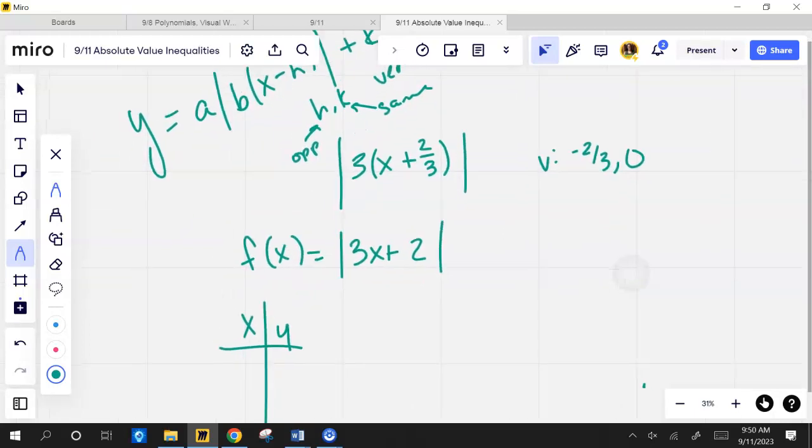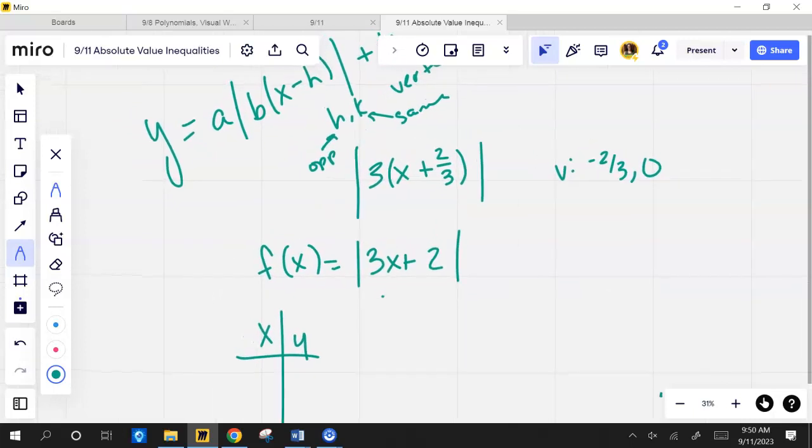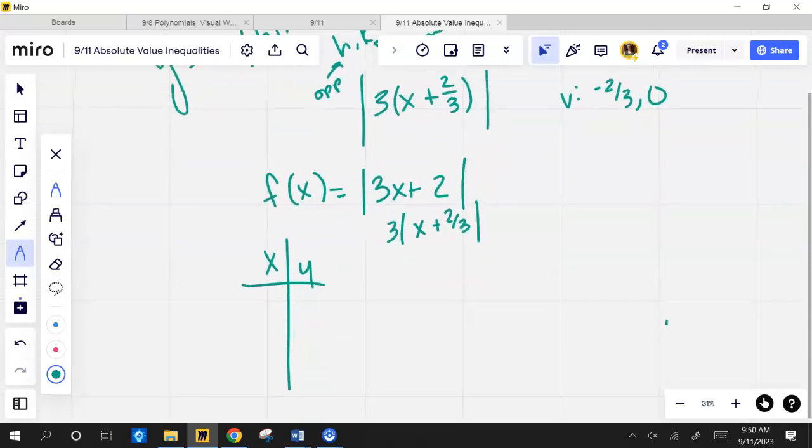You've got to have it there. I mean, technically, you could pull it out and put it on the outside, so you could write it like this. But it's still got to be part of the equation. So here's what I would do. I know negative 2/3, 0, but I would definitely take out my calculator.